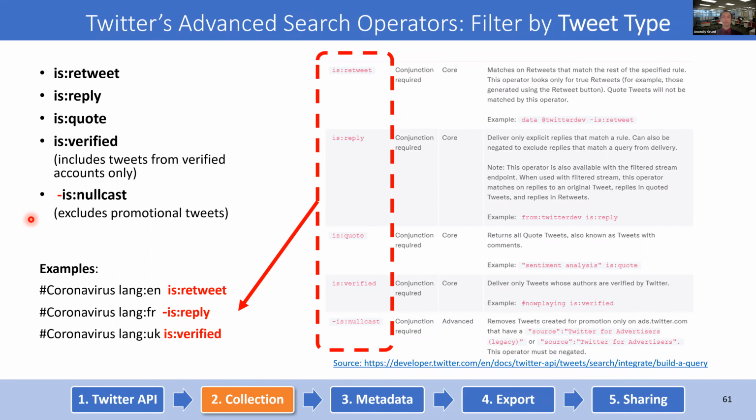But if you just want to make sure they're not part of your search results, even if they might include certain keywords, you just do minus is, so it's a negation. You can apply the negation operator that I mentioned earlier, minus, with any of these operators, including language. So all you need to do is hyphen is, or minus is colon nullcast, one word, and that will take care of it. So here are some of the examples. I want any tweets that include hashtag coronavirus in English.